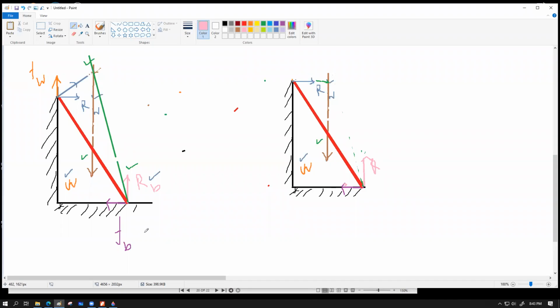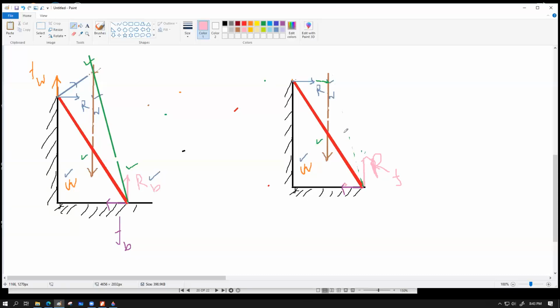B was for base, acha, wall. So the reaction force from the wall is going to be there, and the reaction force from the floor is also going to be there. But my question is, is it possible for these three forces to have a common cross point?